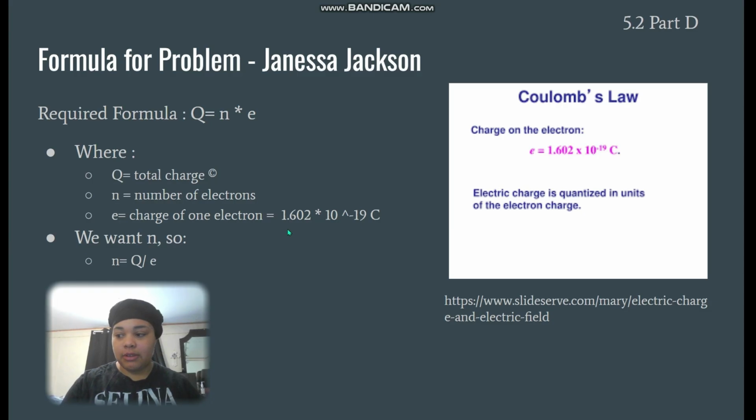Here's my formula for the problem. To solve the problem, I use the formula Q equals N times E. Q is the total charge on the sphere, N is the number of electrons, E is the charge of one electron. Because I needed to find N, I rearranged the formula to N equals Q divided by E.